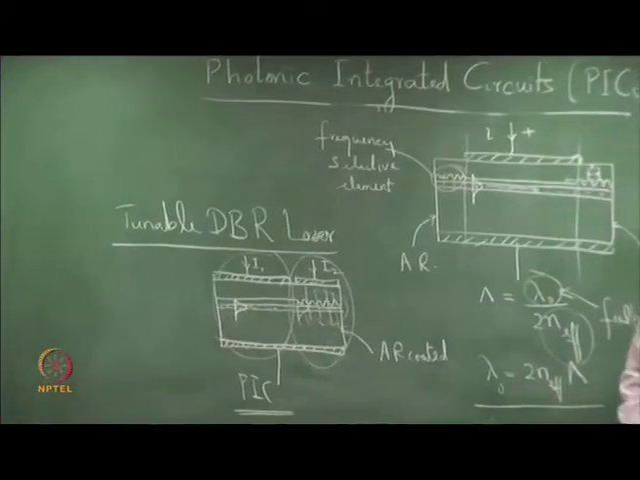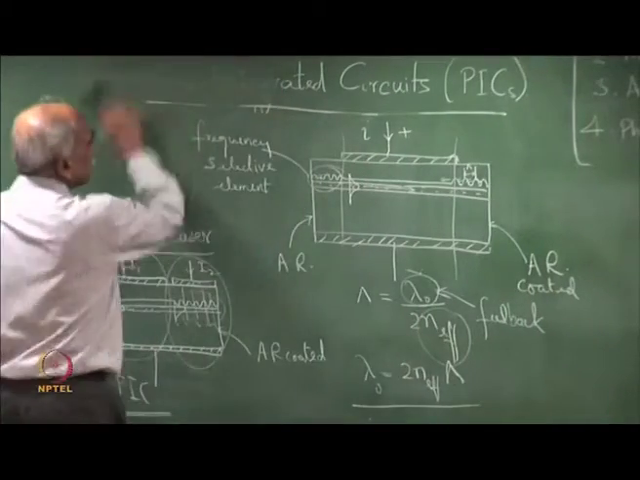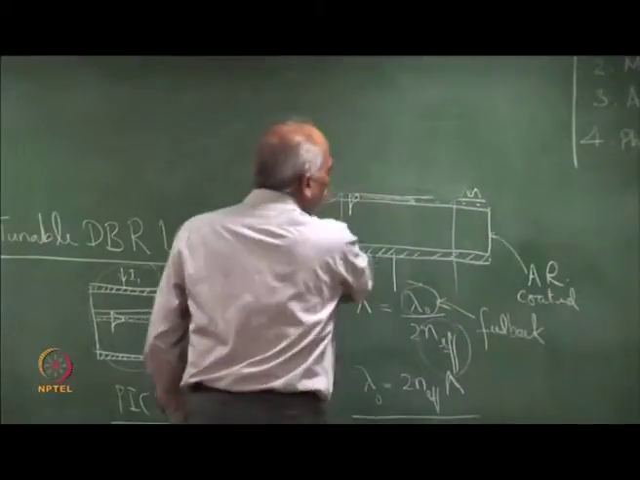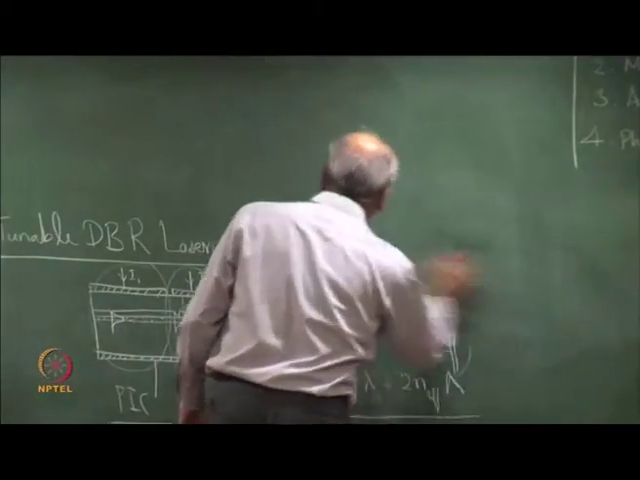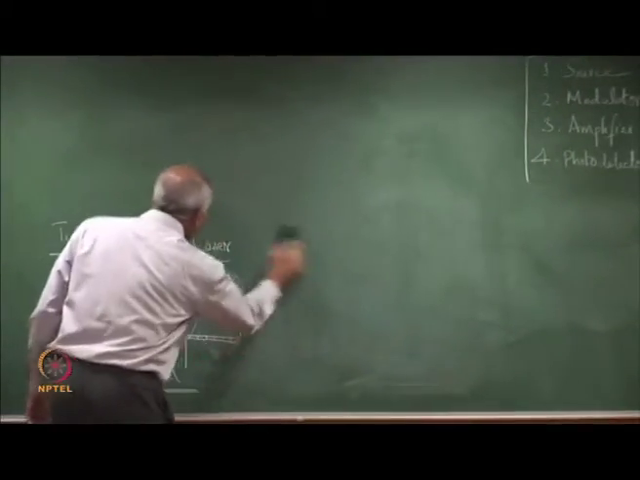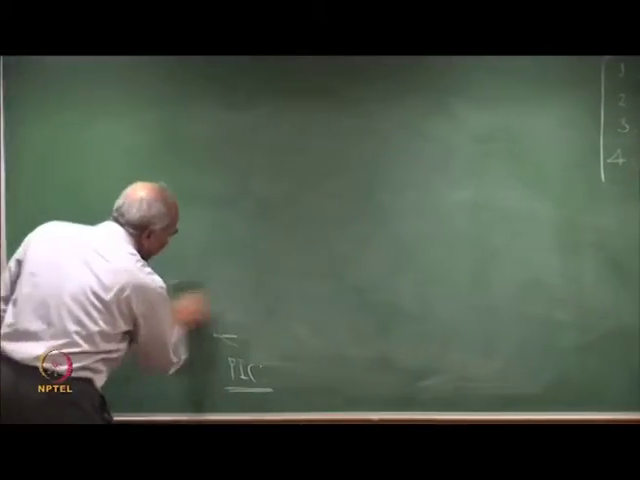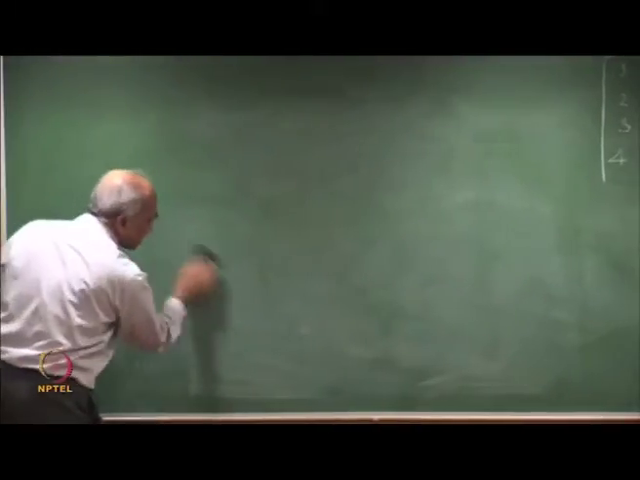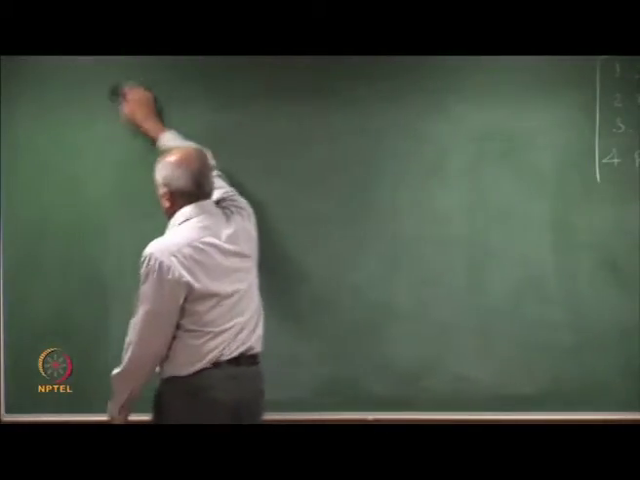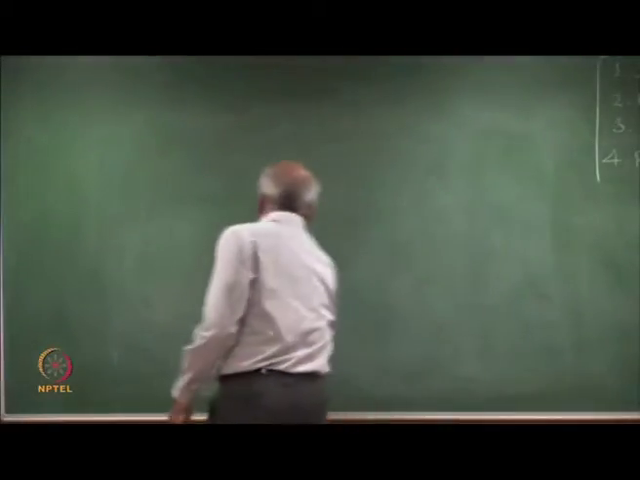We can have many more complicated and complex PICs. For example, if we take a WDM transmitter or a receiver, the current day WDM systems, if we were to realize a WDM transmitter or a WDM receiver using a PIC, the general layout would be like this. Let me show the layout.